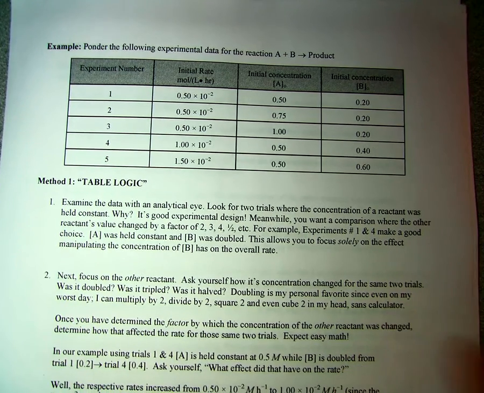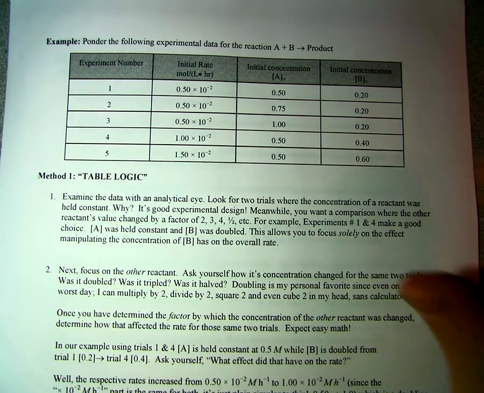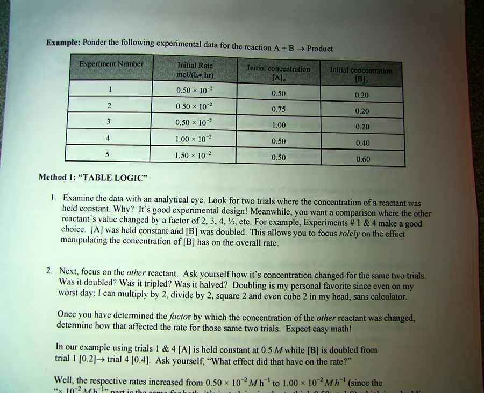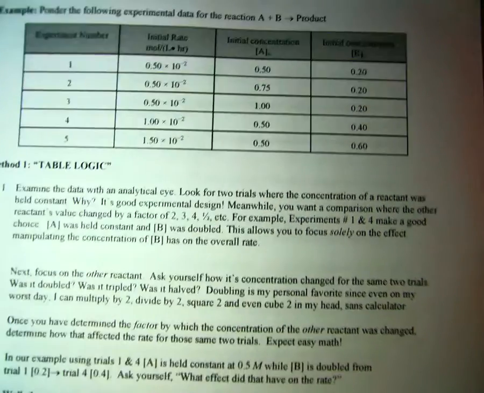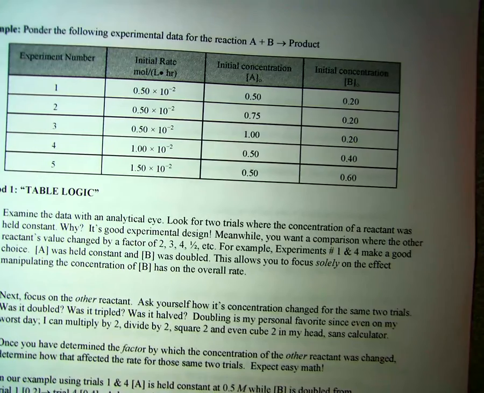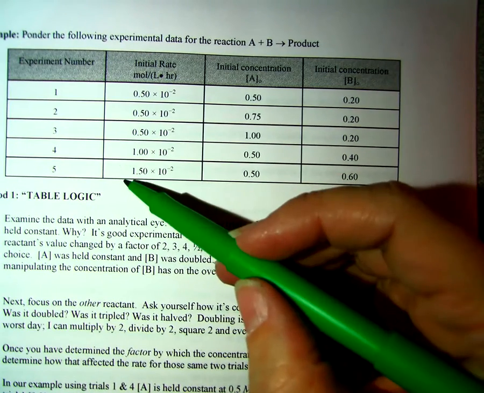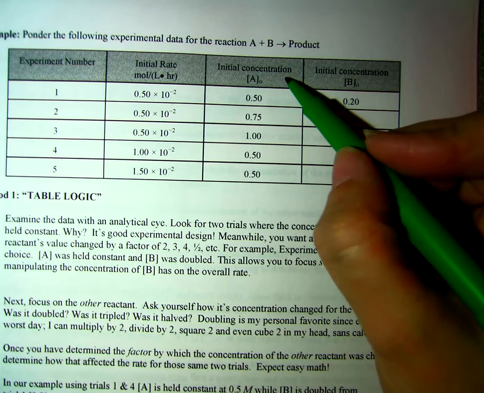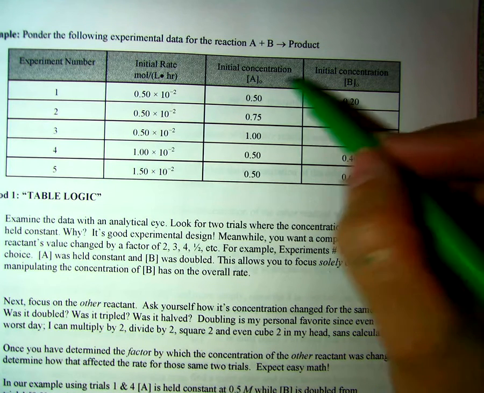So what you've got to do, there's some long directions down here, but I'm not going to read those to you. You can read them yourself. We're just going to talk about how you do this. All right, so on your table, there are 5 experiments that were conducted. You have initial rate, initial concentration of A, and initial concentration of B.